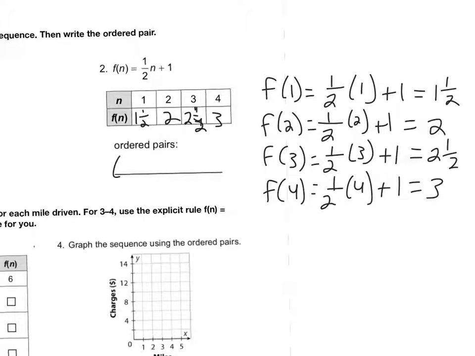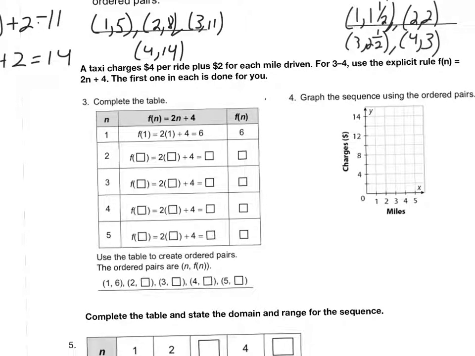So your first ordered pair would be 1, 1 and 1/2. Your second ordered pair would be 2, 2. Your third ordered pair would be 3, 2 and 1/2. And your last ordered pair would be 4, 3. And that's how you do those two tables. You could read the scenario above, but they give us a function and we're just asked to complete the table.